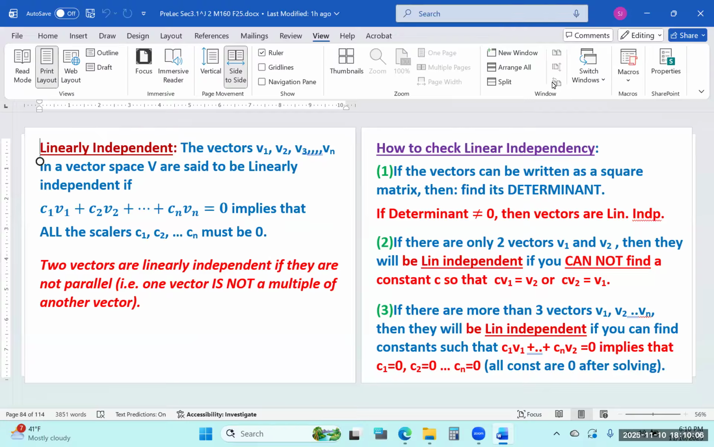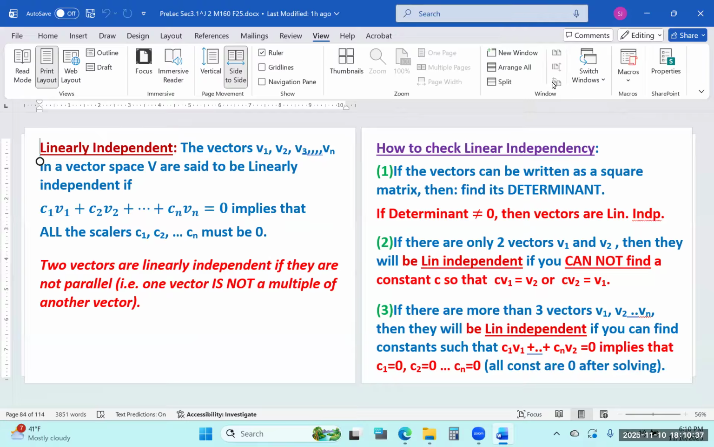But if you have only 2 vectors, your life is easy. All you have to do is check if you can find some common multiple, and one vector is a multiple of the other vector. So 2 vectors is the easiest. If you have 3 vectors in R3 space, or 2 vectors in R2 space, or 4 vectors in R4 space, then they form a square matrix. So look for their determinant.